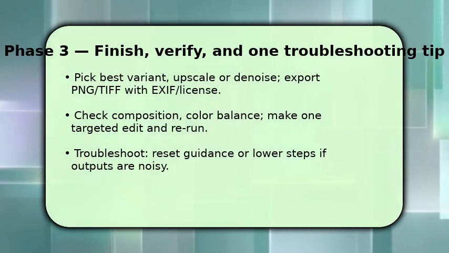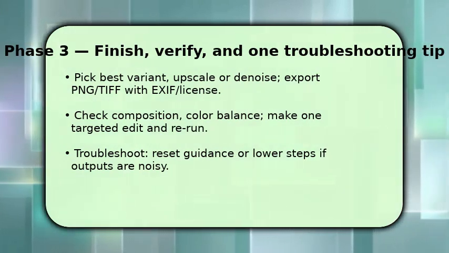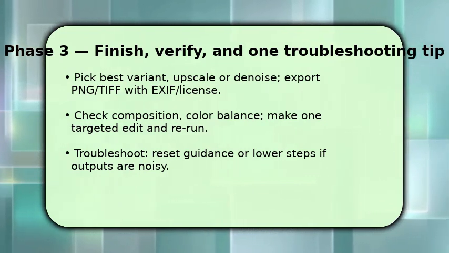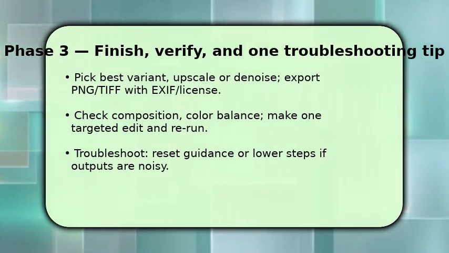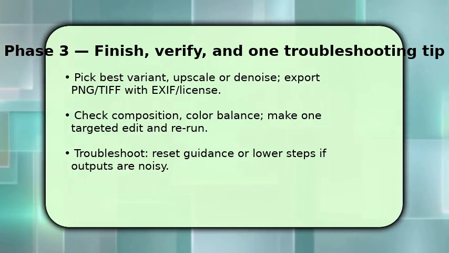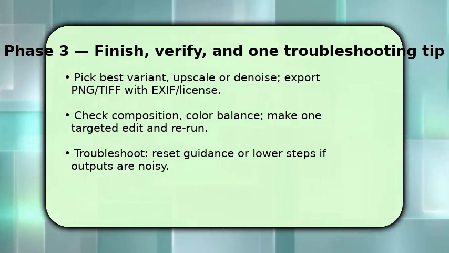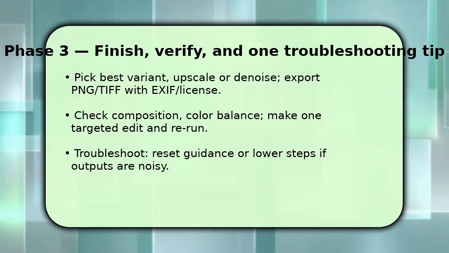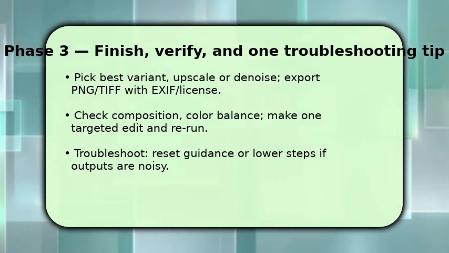You finish by selecting the best variant, then upscale or denoise as needed and export in PNG or TIFF while embedding license metadata. Once exported, inspect composition and color balance. If something is off, make one targeted edit to the prompt or parameters and rerun a small batch.